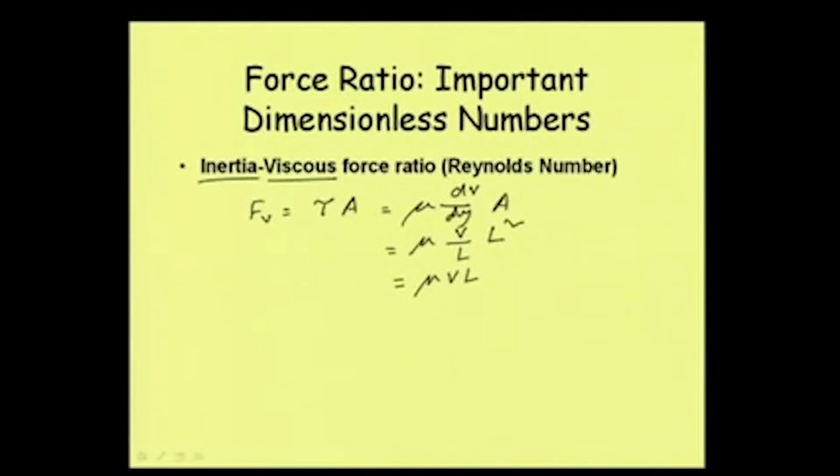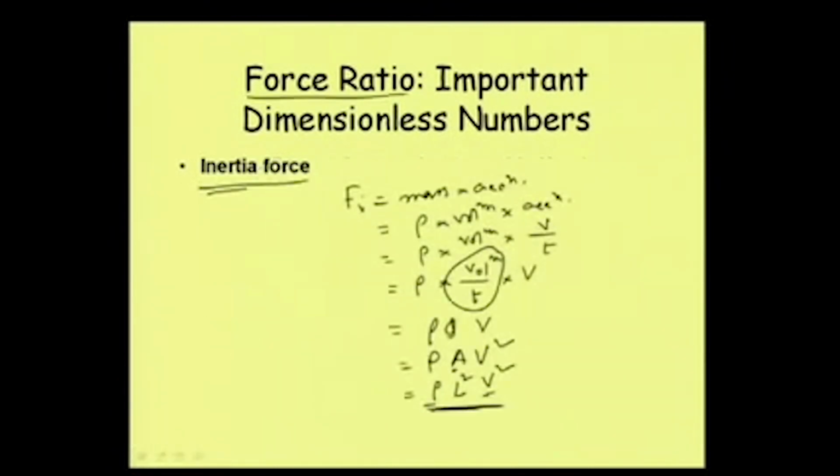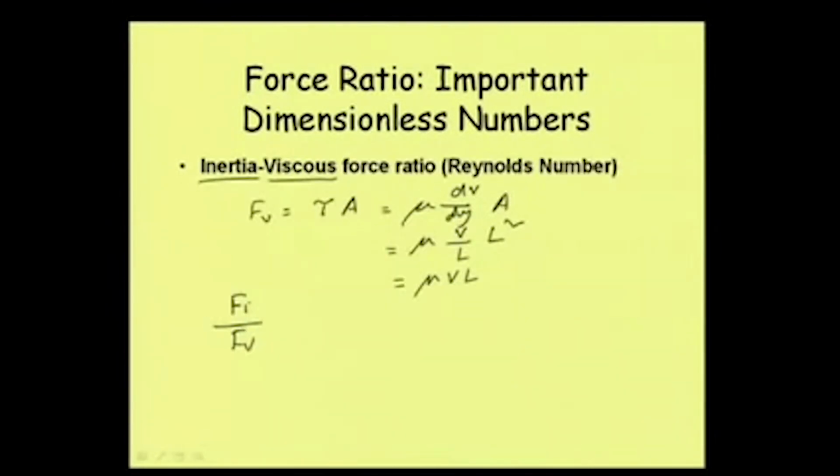And then what is the ratio? If we write Fi by Fv, Fi means rho L square V square, so this is equal to rho L square V square divided by mu V L. Then this will give us one interesting number which we are using in all our earlier classes, that is rho V L divided by mu, and we know very well what this number is. So this number we call the Reynolds number.